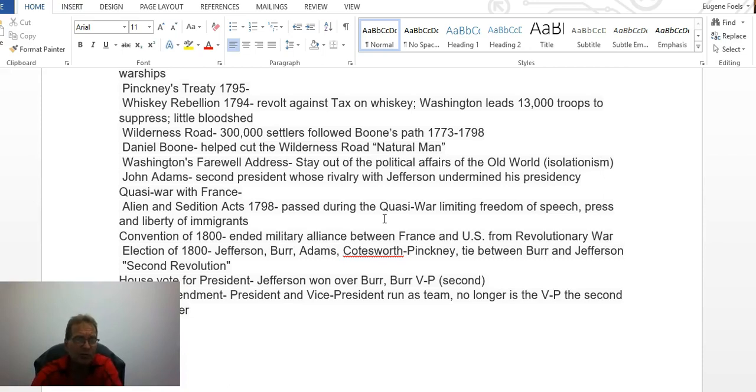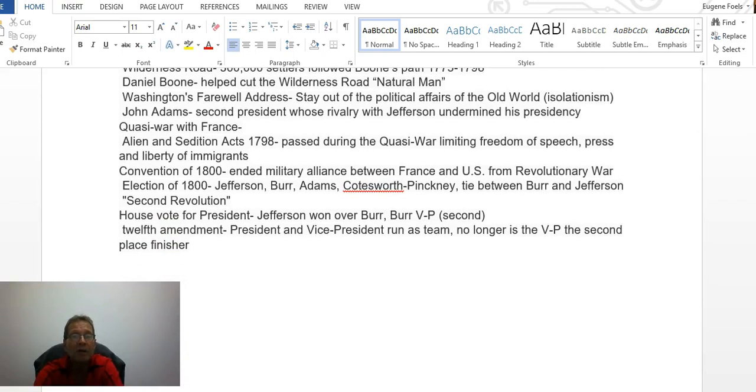Again, the revolution is fresh in people's minds still during this time. The Convention of 1800 formally ends the military alliance between the U.S. and France. The election of 1800, sometimes known as the Second American Revolution, because Jefferson, the opposition, ends up winning in the House of Representatives because of the tie in the Electoral College with Burr. He wins in the House vote and becomes president.